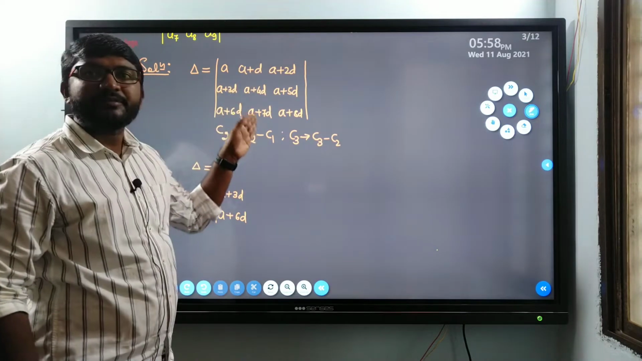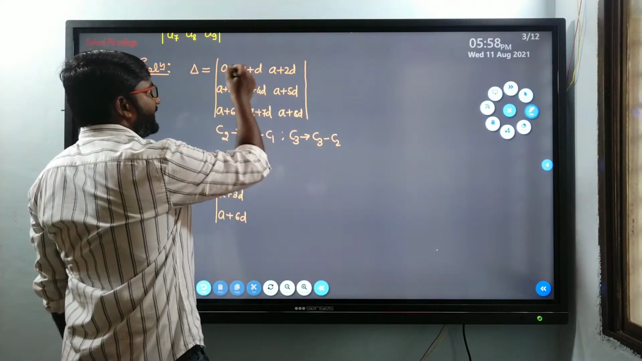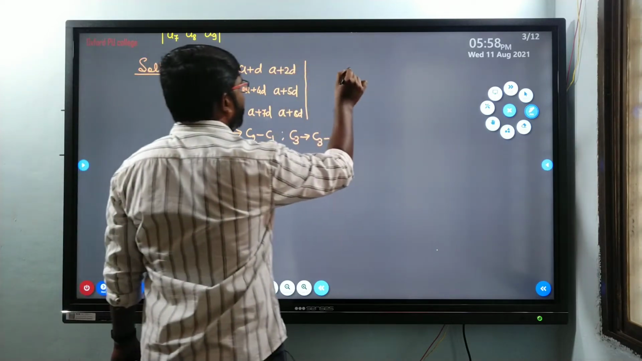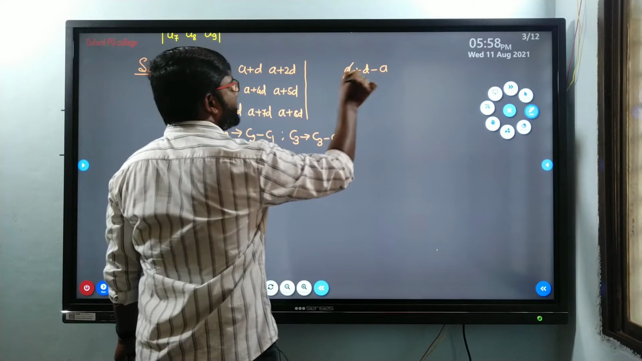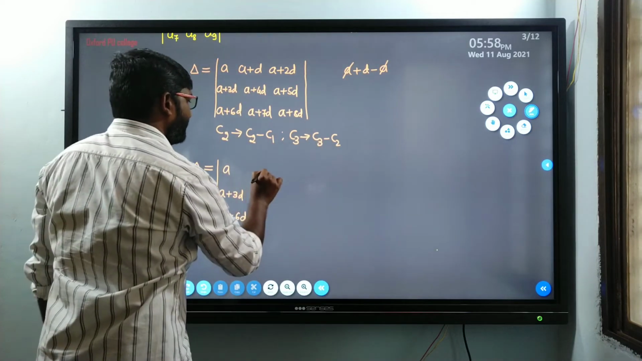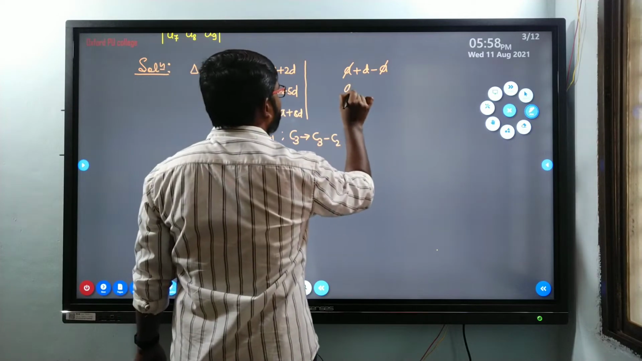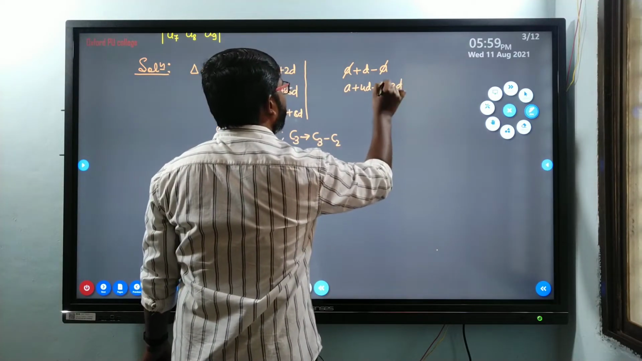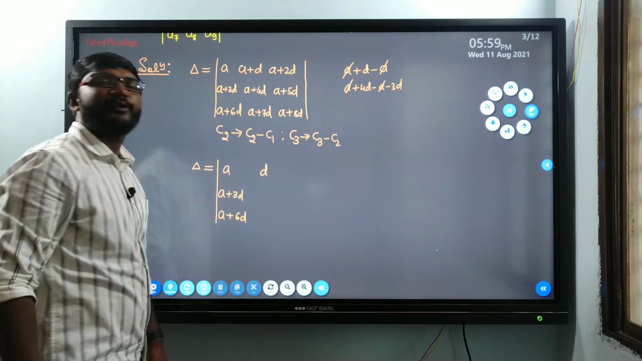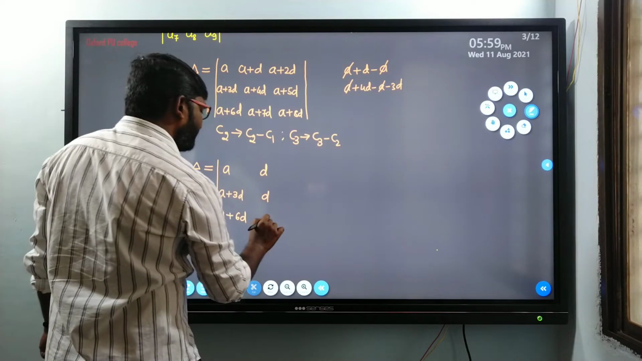This is C2 now. C2 changes to C2 minus C1. So this is the corresponding element for C1. So A plus D, C2 minus C1, it is minus A, plus A minus A gets cancelled, we have D. Then now A plus 4D minus A minus 3D. A plus 4D minus A minus 3D. Minus A plus A gets cancelled, 4D minus 3D, it will be D. So here also we get D.